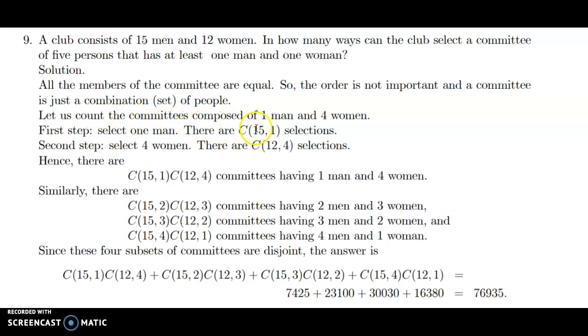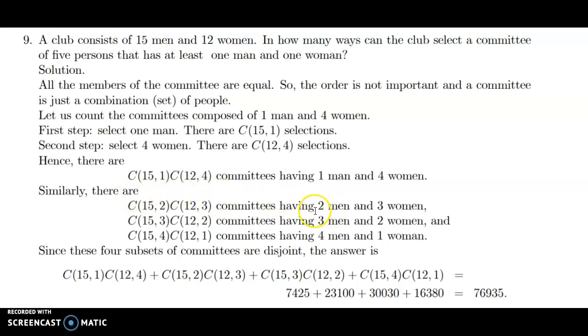So first we count the committees composed with 1 man and 4 women. We can select such a committee in 2 steps. First step, select 1 man. 15 are available. 15 choose 1 selections. These are the number of outcomes of step 1. Second step, select 4 women. 12 are available, so 12 choose 4 selections. The product rule says the number of committees that have 1 man and 4 women is the product of 15 choose 1 and 12 choose 4.